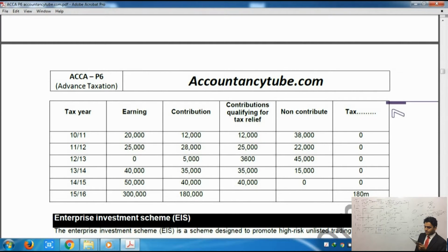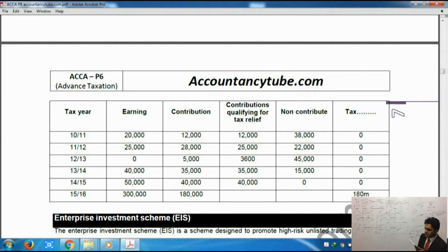Then it says earnings from £20,000 to £300,000, just like on the board I did. Then it says contribution. So contribution means pension contribution, just the way I showed you on the board. So contribution was from £12,000 to £180,000. Then it says contribution qualifying for tax relief, and I showed you here as well. It's from £12,000 to £40,000.